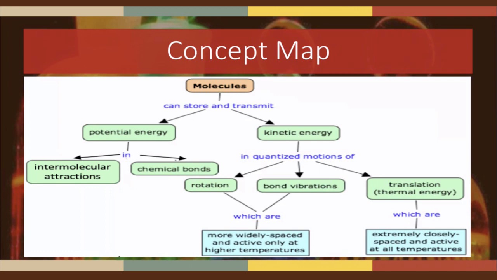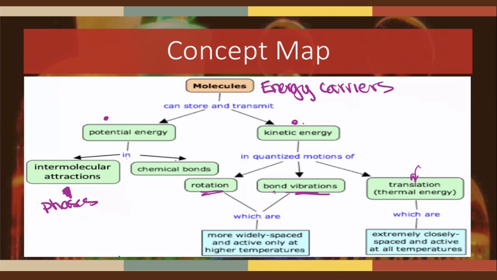Remember, I wanted you to think about the molecules as energy carriers. We say molecules can store and transmit. We'll talk a little bit more about this again. We've already talked about this a lot: potential energy versus kinetic energy. We have potential energy in intermolecular attractions that are responsible for phases, and in chemical bonds. In kinetic energy, we have rotation, vibration, and translation, which means they're moving, and we'll talk about that again very shortly next lesson.